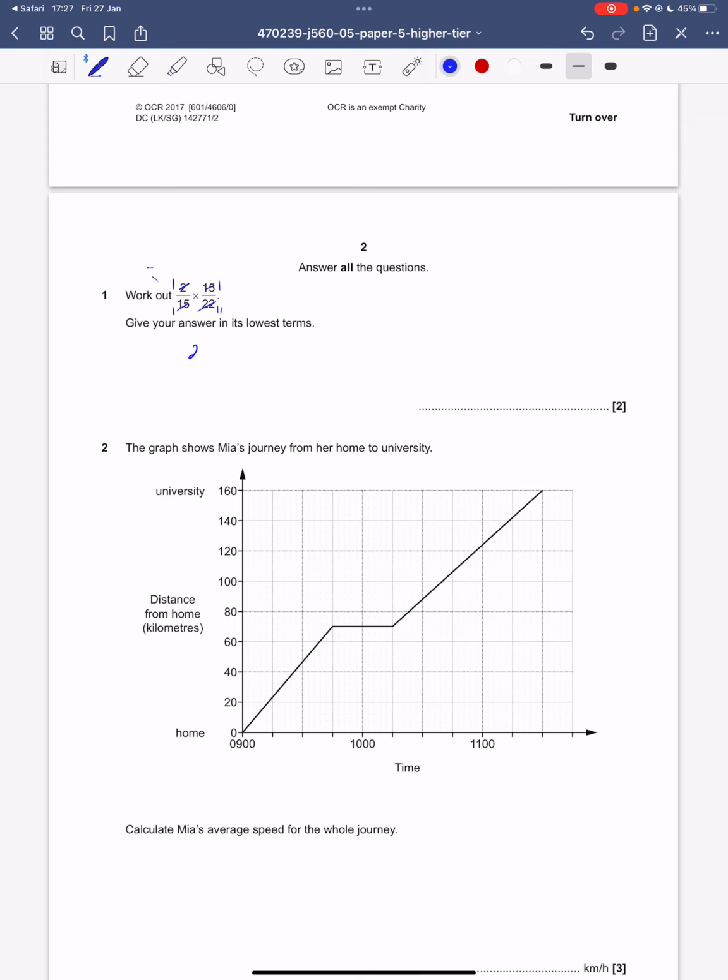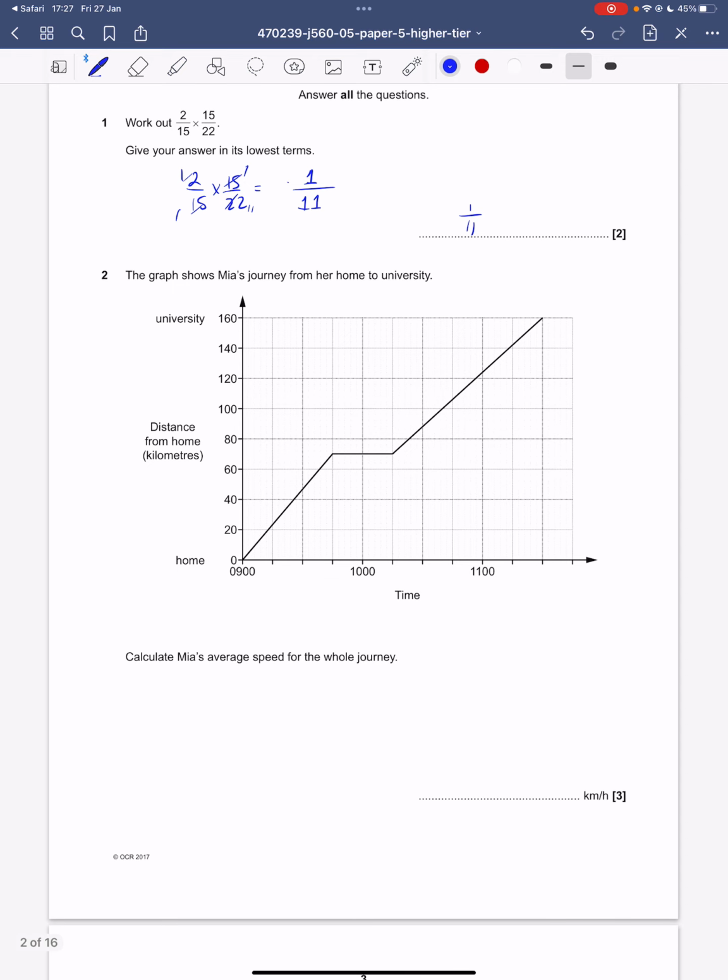Okay, so 2/15 times 15 over 22 is exactly the same as 1 times 1, which is 1. It's getting a bit messy, sorry. 1 times 1, which is 1, and 1 times 11, which is 11. So 11 for the denominator.